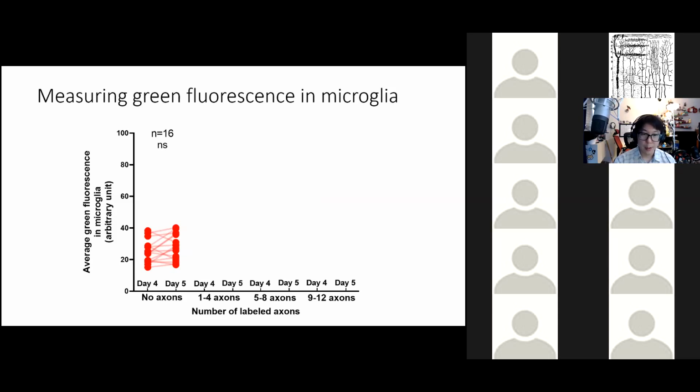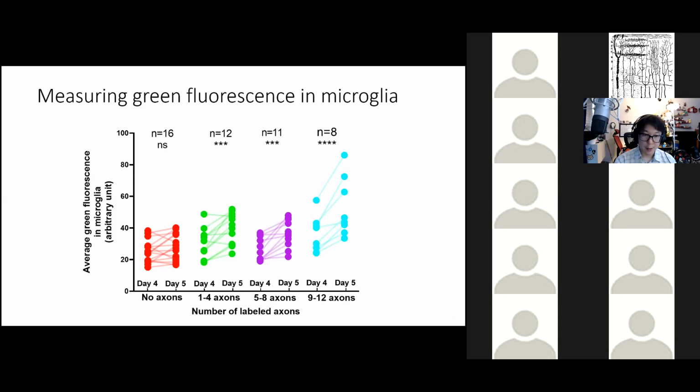And when one or more labeled axons are present in the optic tectum, we see that microglia are significantly more fluorescent green on day 5 when compared to day 4. So this suggests that microglia are collecting green fluorescence from the axons from day 4 to day 5, which we use as an indirect measure of trogocytosis.